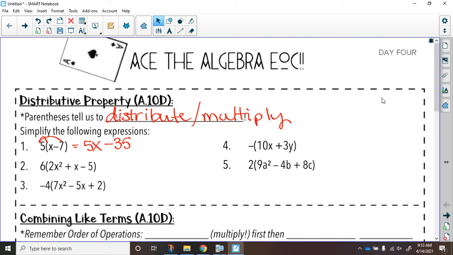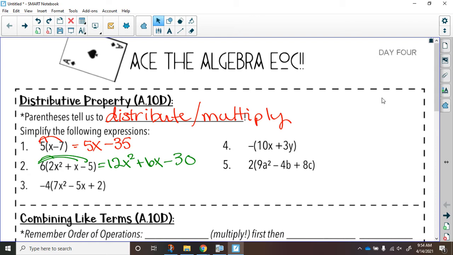For number 2, we have a 6 out front, so I have 6 times 2x squared, which is 12x squared. 6 times x is positive 6x, and 6 times negative 5 is negative 30.